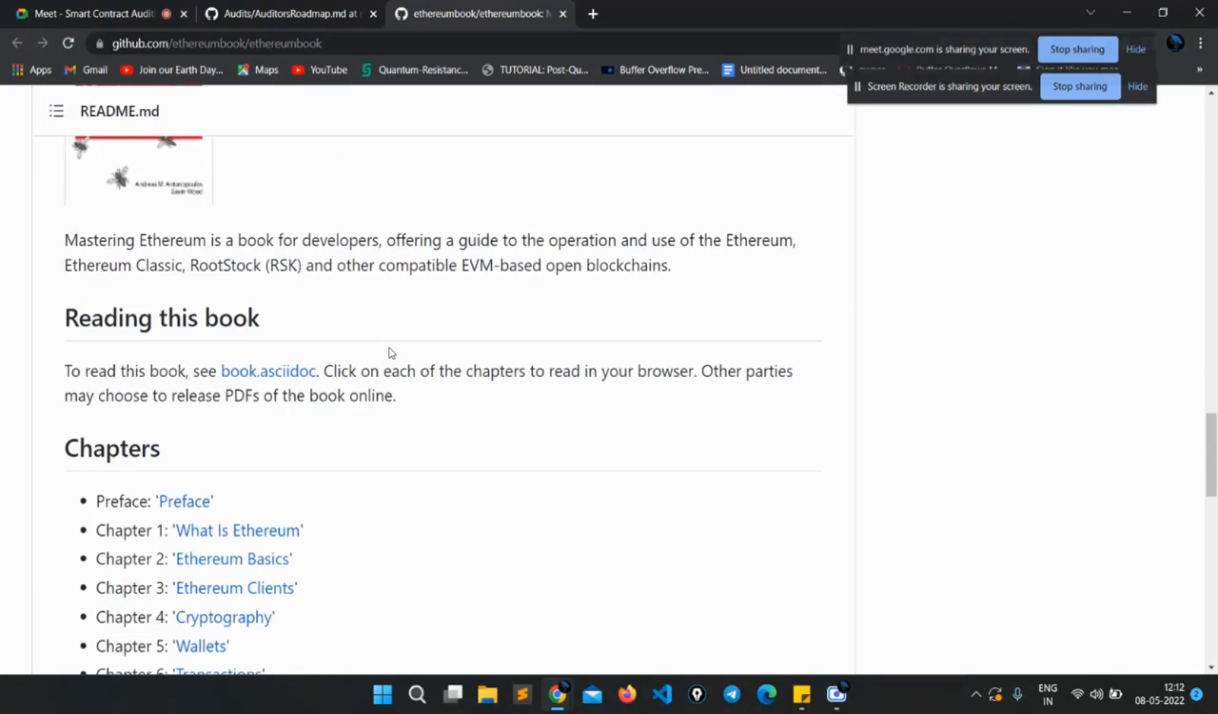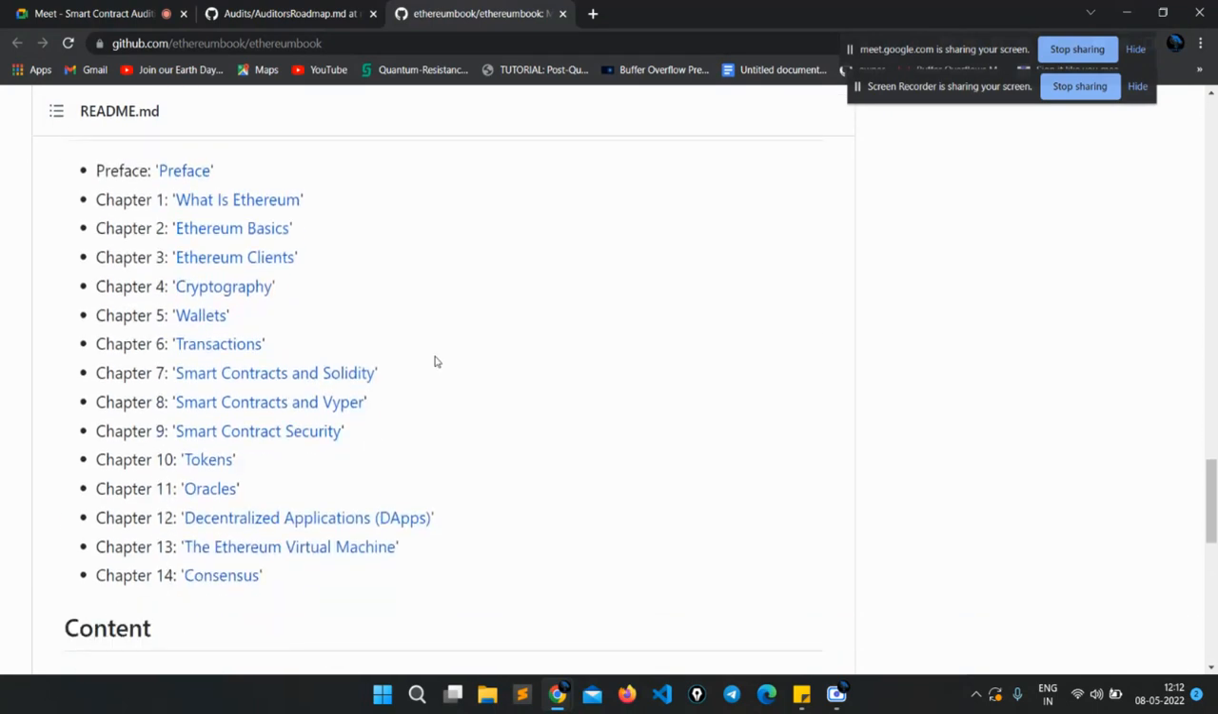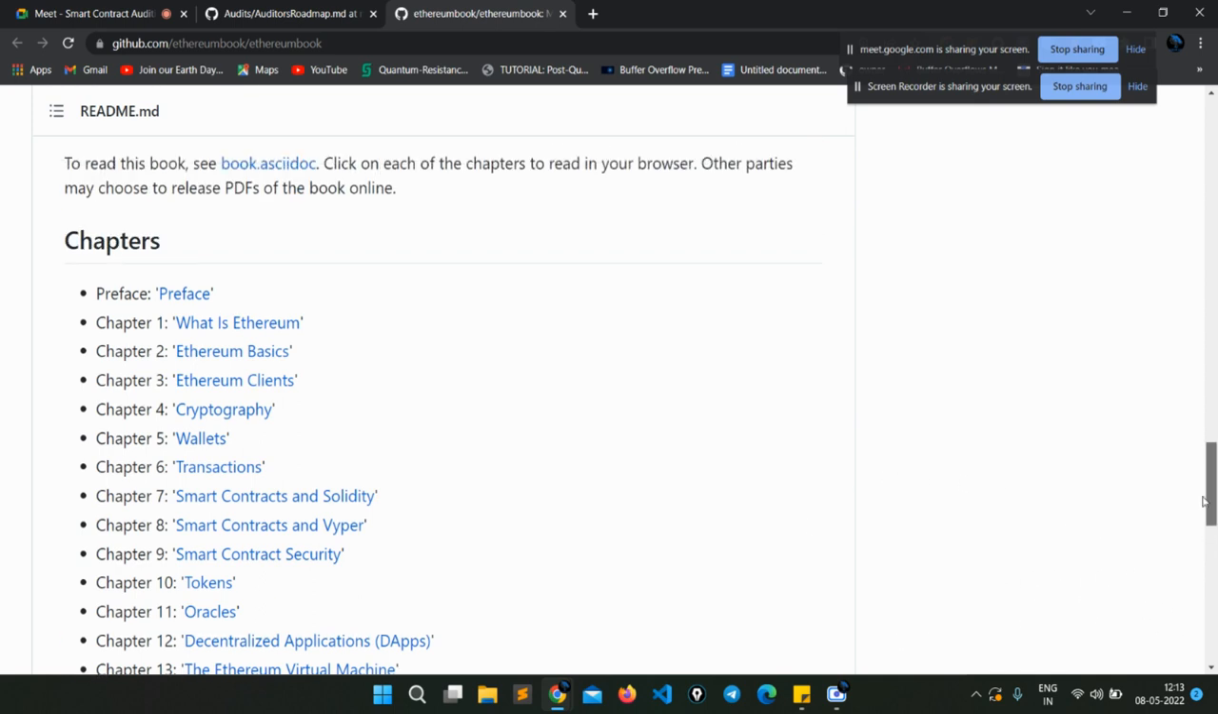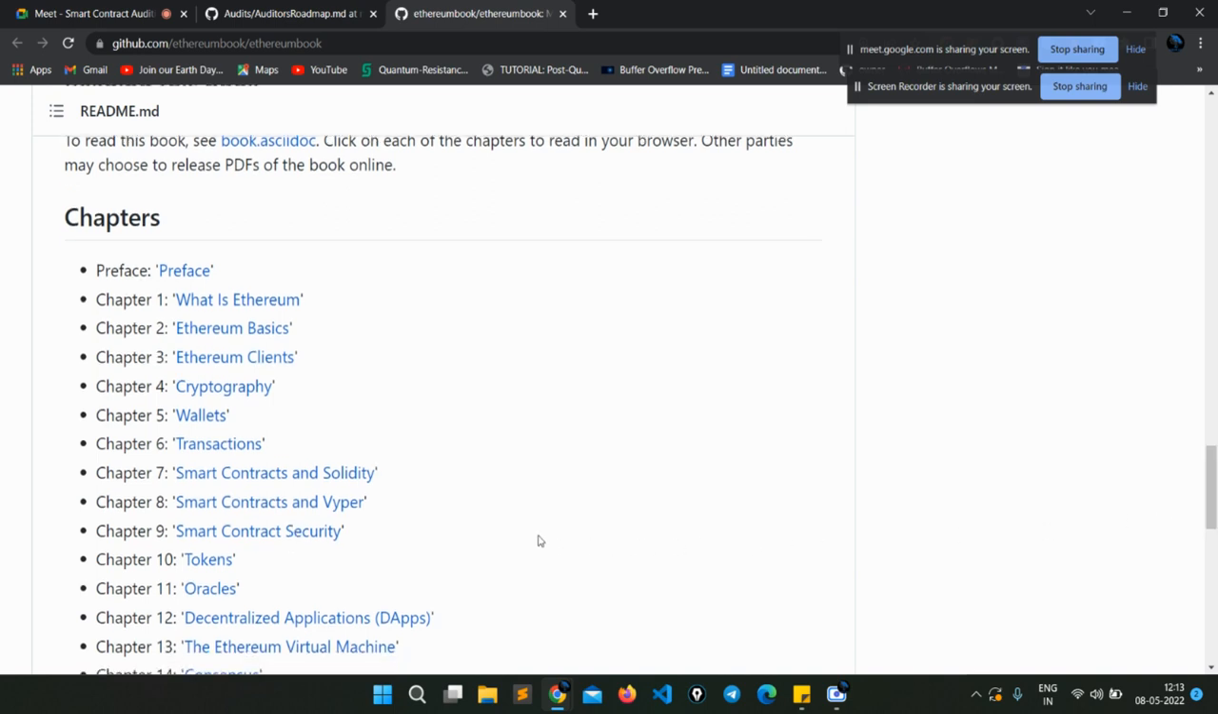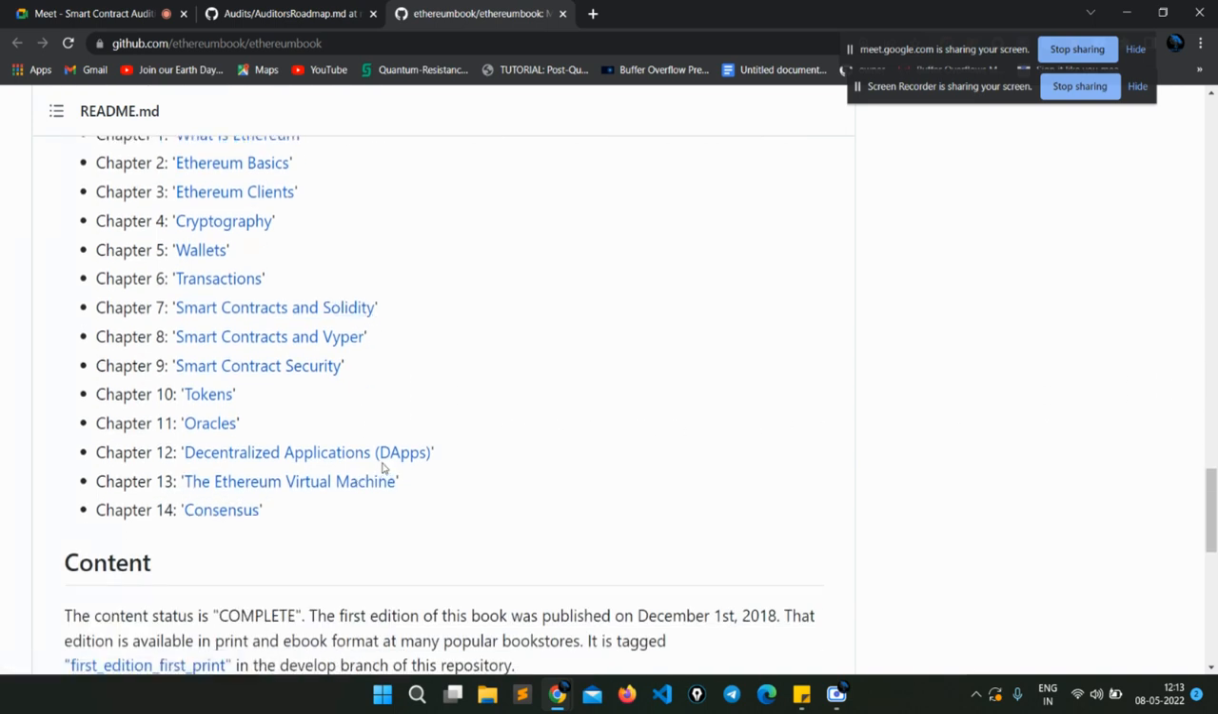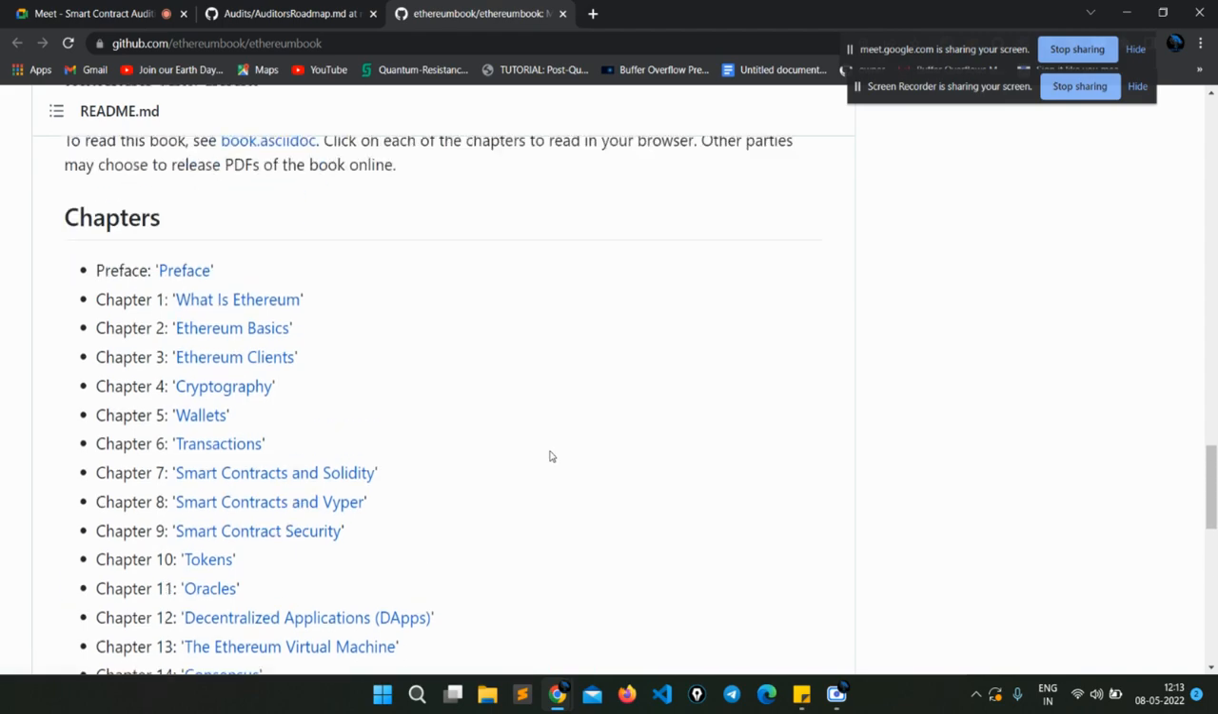Almost everything in Ethereum. What are the wallets? What are the transactions? How does Ethereum work? Different clients. There are even chapters on Solidity and security as well, right? So people who don't know about Solidity: Solidity is a high-level language, one of the high-level languages to code smart contracts, or you can say applications, onto Ethereum. So there are chapters for them as well, but we'll be covering all these things in detail, right?